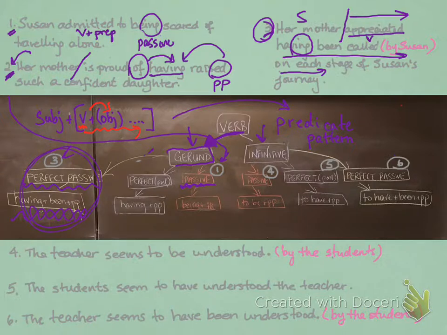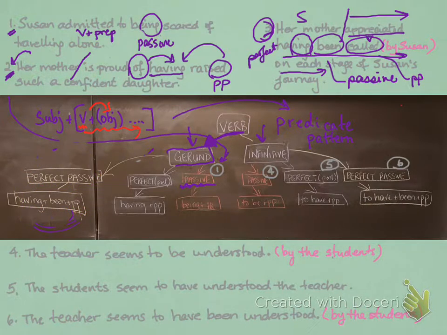So we've got having, that's the perfect. Been, that's the passive. Called, that's the PP. Okay, so that's 1, 2, 3 on the gerund side of things. Okay, so let's have a look at what happens on the other side with the infinitives.